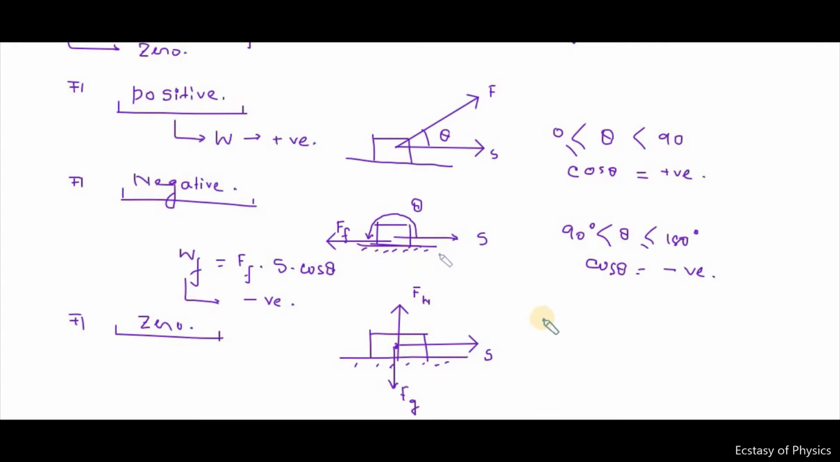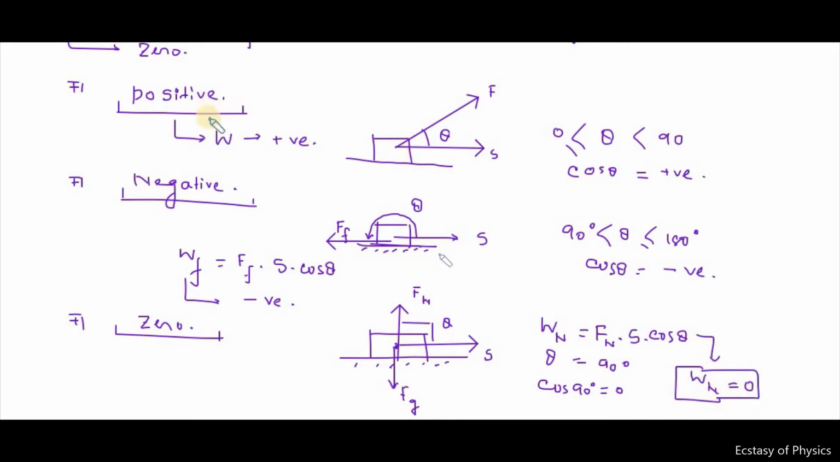Suppose I want to define the work done on the object due to the normal reaction. In that case, we consider Fn times s times cosine of theta, where theta is the angle between the normal reaction force and the direction of displacement. Presently this theta is 90 degrees, and cosine of 90 degrees is equal to 0, which means we can directly say the work done due to the normal reaction force is 0.